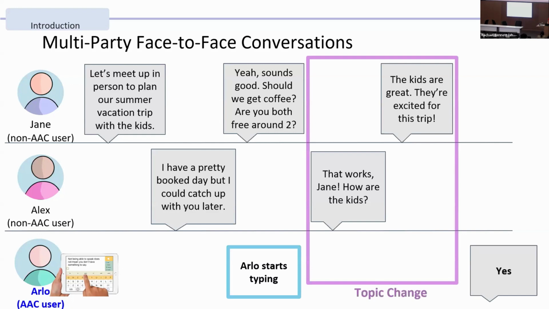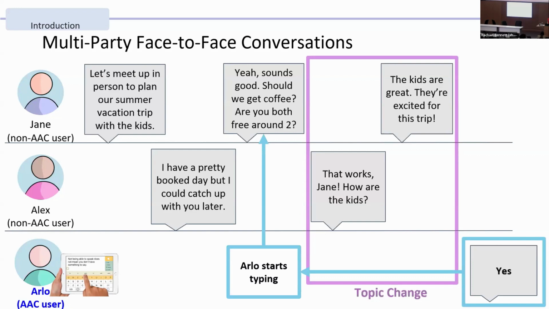If we didn't have the conversation transcript, we could understand that this yes might sound a little bit ambiguous, right? It could be like, yes, it's great, I'm affirming that the kids are doing great, I'm glad for you, Jane, right? But actually, because we know that Arlo started typing closer to the time when Jane asked if they were free for coffee, we could assume, because we have all of this context, that Arlo is referring to this.